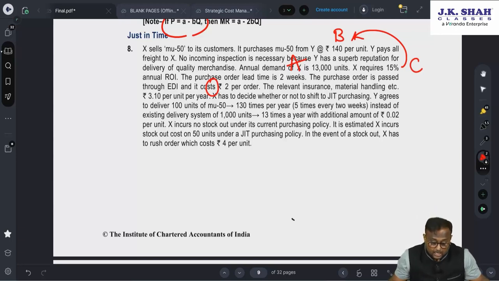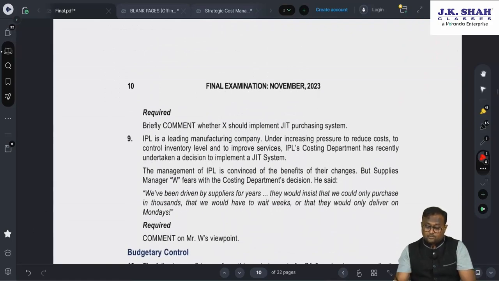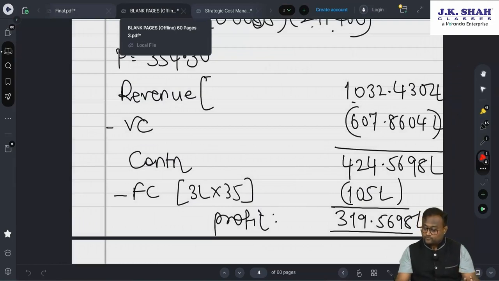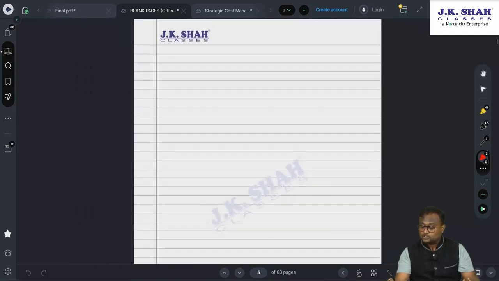Okay, so there will be a little change in the buying cost. Revised buying cost will be 140.02. X incurs no stock out under the current purchasing policy; it is estimated that X incurs stock out on 50 units under JIT. In the event of stock out, X has to rush order which costs 4 per unit. Briefly comment whether X should implement JIT or not. JIT means no inventory. No inventory means you are exposed to the risk of being out of stock.